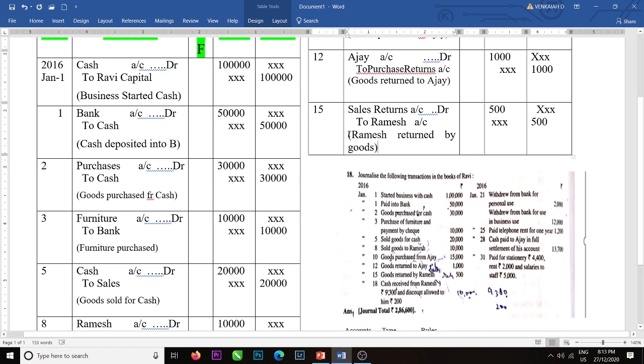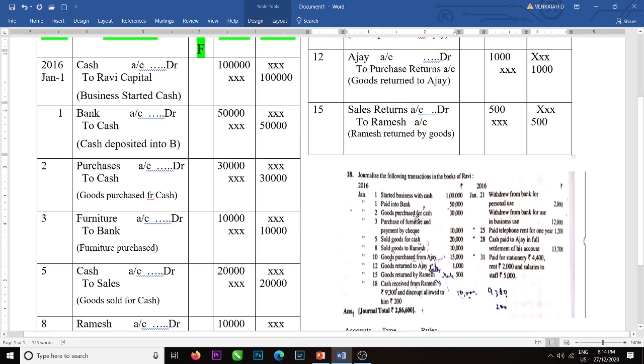Okay. Remember, sales are always credit. Sales returns are debit. Purchases are always debit. Purchase returns are credit.